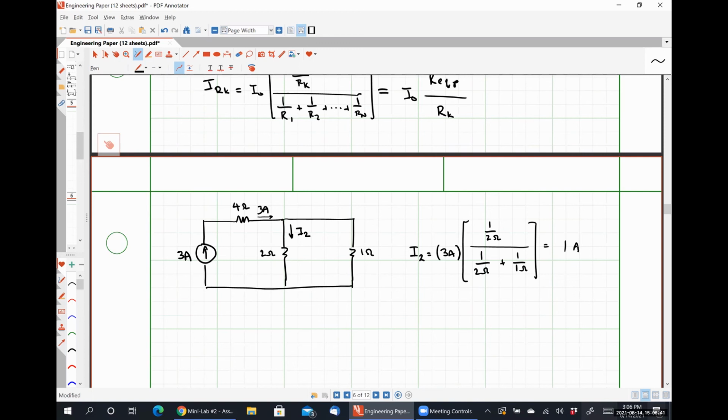Any questions about this particular example? No, sir.